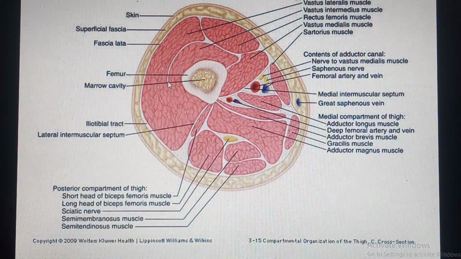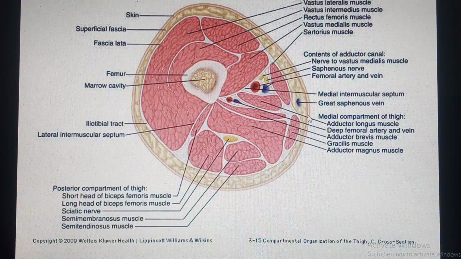So that's how the structures are, but they will lie anterior to the femoral artery and the femoral vein: the saphenous nerve and the nerve to vastus medialis muscle. So that's the nerve that will supply the vastus medialis muscle.